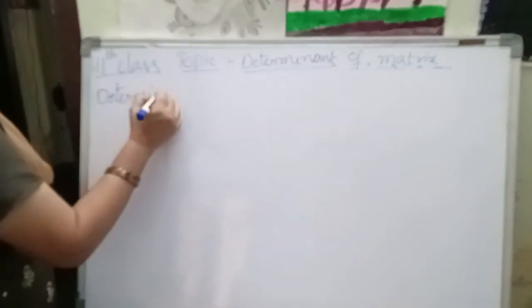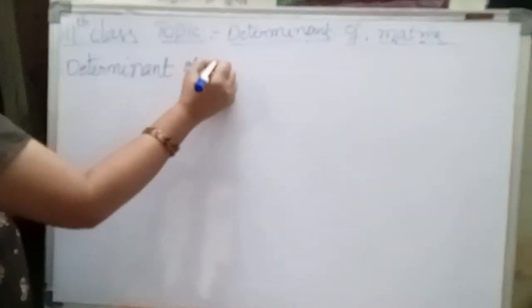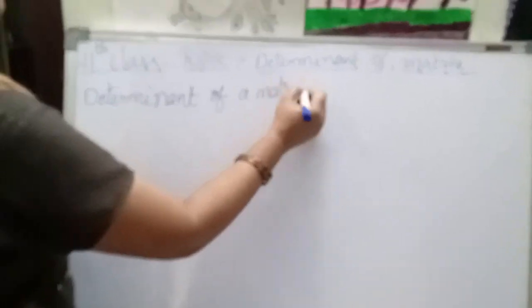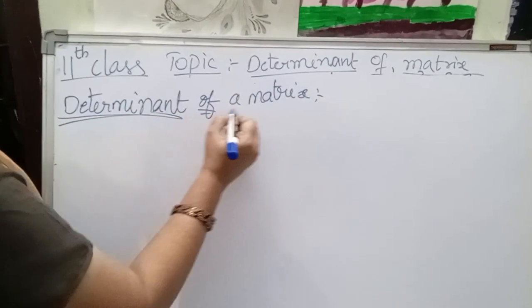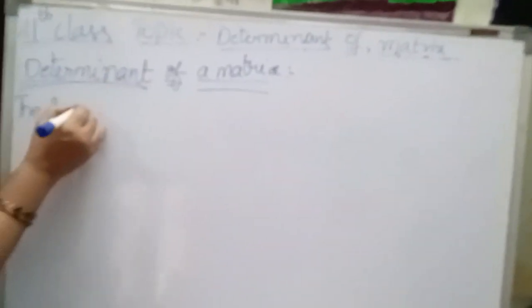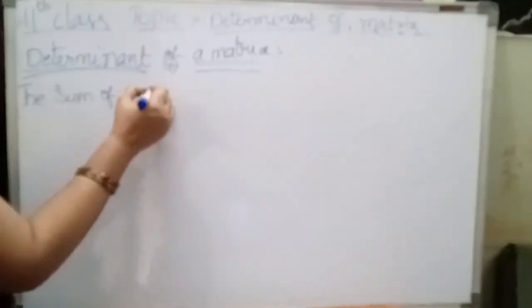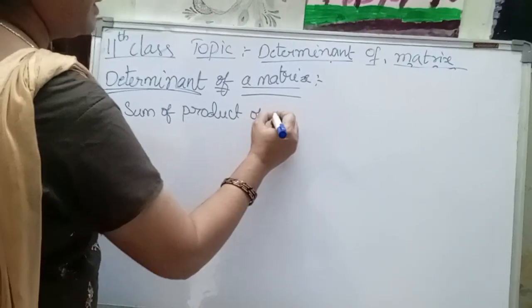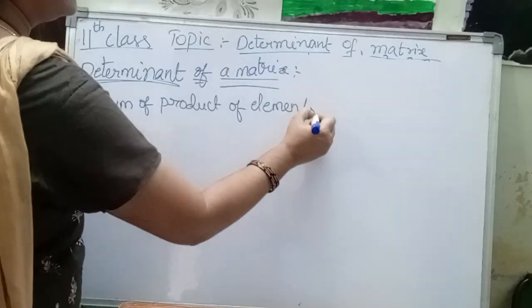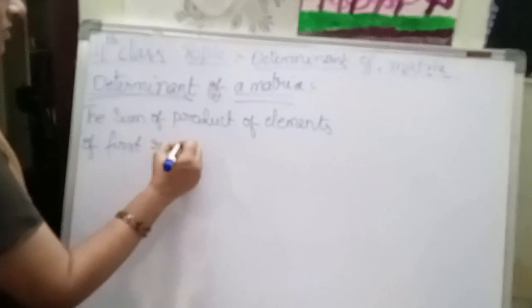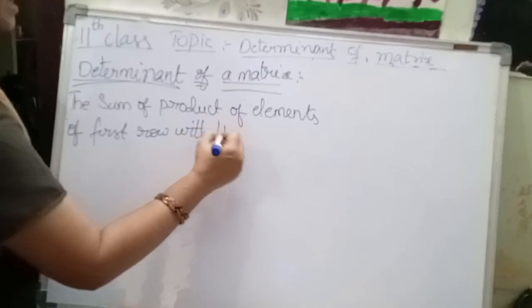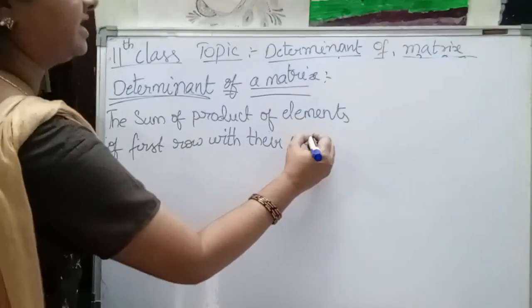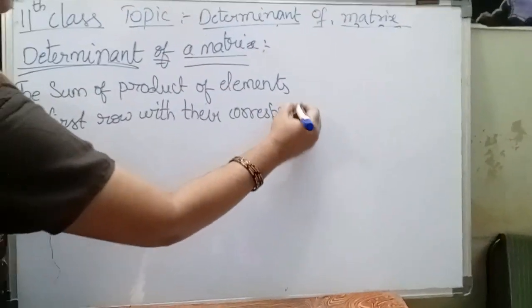Determinant of a matrix. What is the determinant of a matrix? It is the sum of the products of the elements of the first row with their corresponding cofactors.